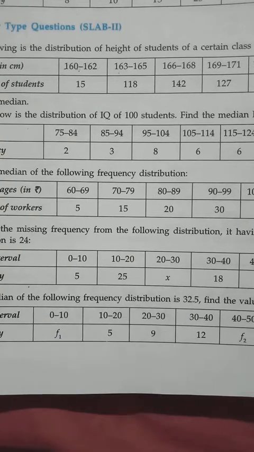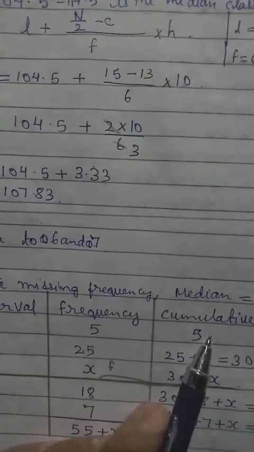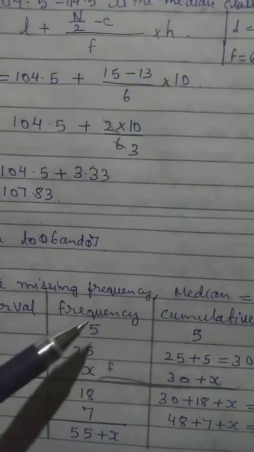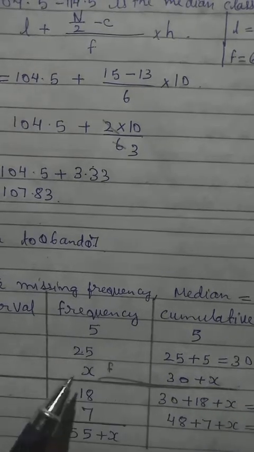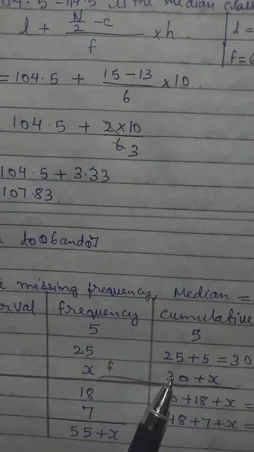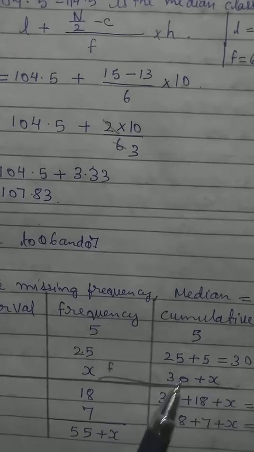In order to find the median, first of all we need to find the cumulative frequency. So let us find the cumulative frequency first. Here we have 5, so let it remain 5. Then for the second one, 5 plus 25 is 30. Then 30 plus x. 30 is a number, x is an alphabet, we cannot add them, so we write it like that only.